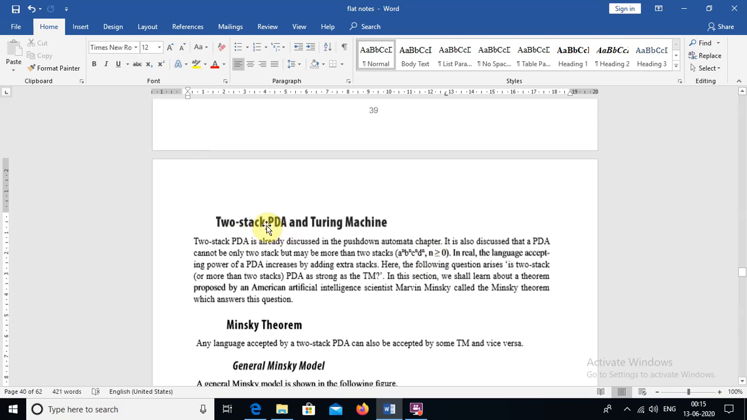So what is the difference between single stack PDA and two stack PDA? We added one more stack. Two stack PDA means two stacks are added to the PDA, and increasing the number of stacks also increases the power of the PDA.